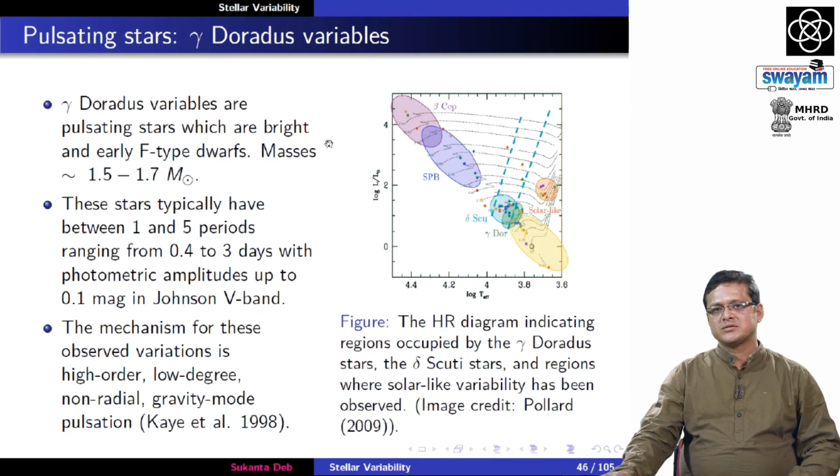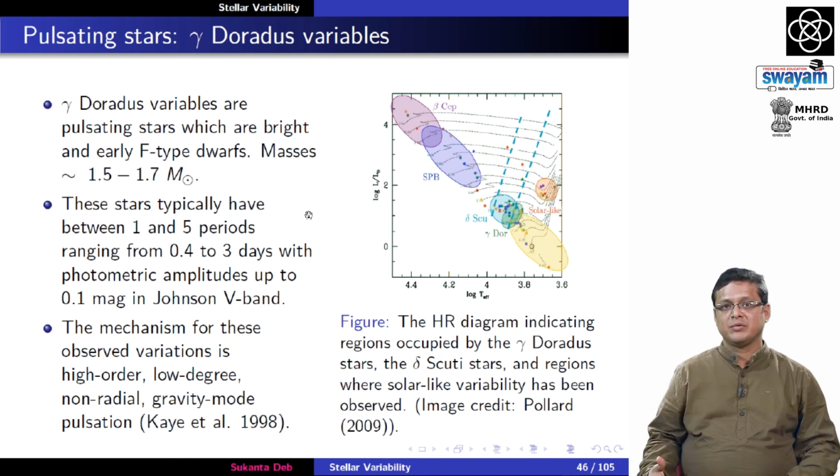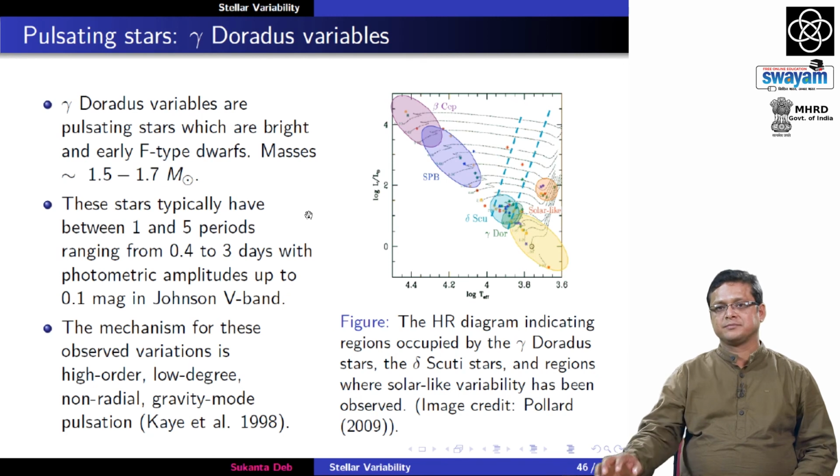Gamma Doradus variables are pulsating stars which are bright, early F type dwarfs. Masses range from 1.5 to 1.7 solar masses. These stars have typical periods ranging from 0.4 to 3 days with photometric amplitudes up to 0.1 mag in the Johnson V band. The mechanism for this variation is high order, low degree, non-radial gravity mode pulsation.